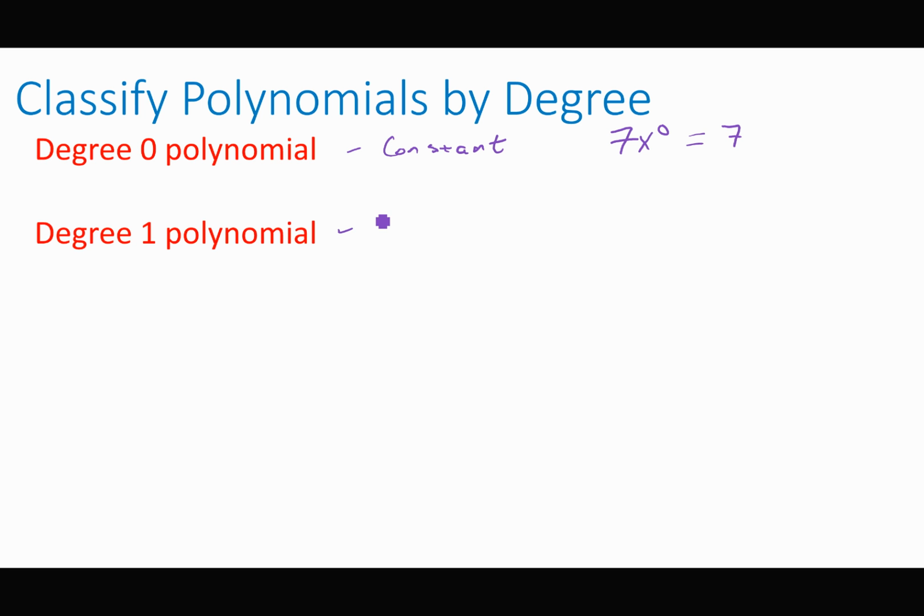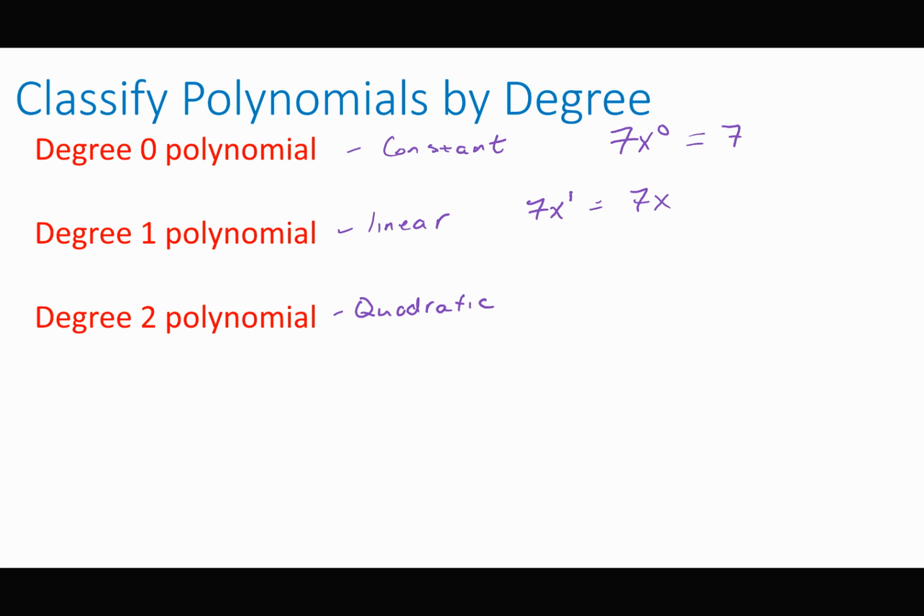Degree 1, we classify that as linear, so that'd be like 7x to the first, which we would just write as 7x. And linear comes from graphing. If I were to graph 7x, it would just be a line of slope 7. Degree 2 is a quadratic. In algebra 2, you spend a lot of time working with quadratics. So like 7x squared is a quadratic.